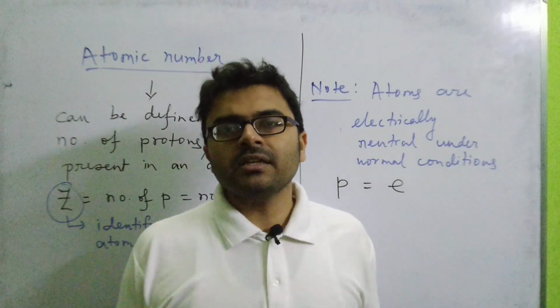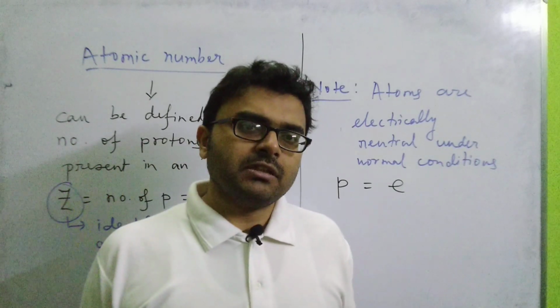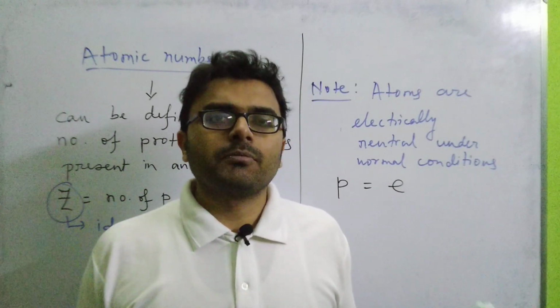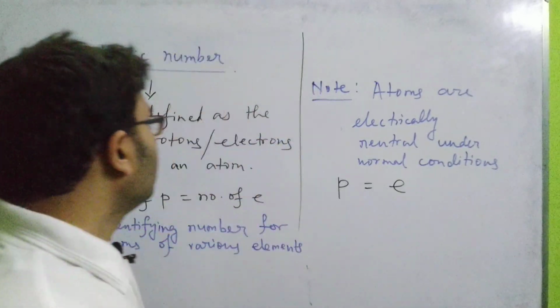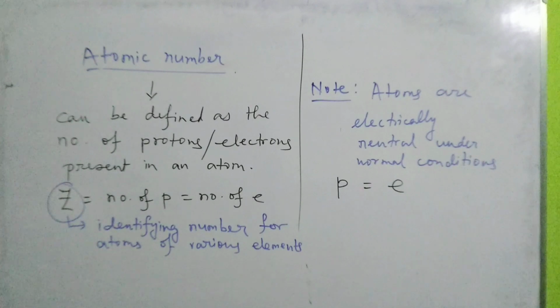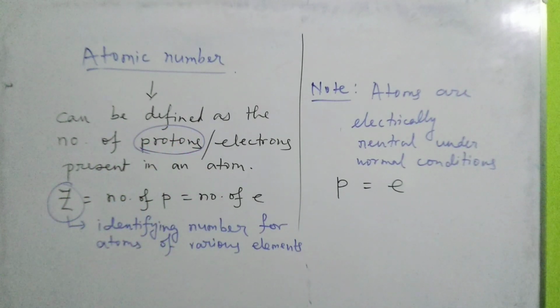That is why we can identify which element an atom belongs to by observing the number of protons in the nucleus. So this term, number of protons, is very important. You may or may not write the number of electrons, but you must write that atomic number is the number of protons present in an atom. Now next comes the mass number.